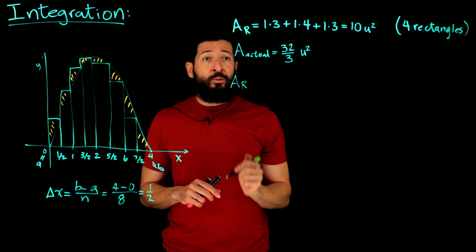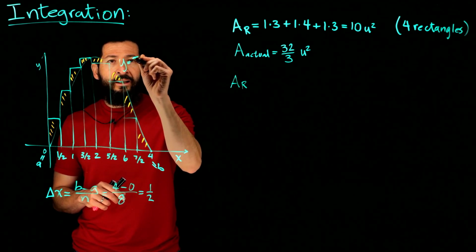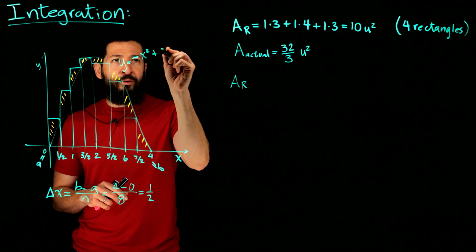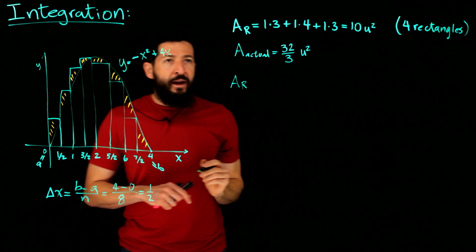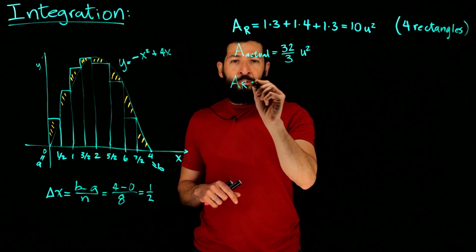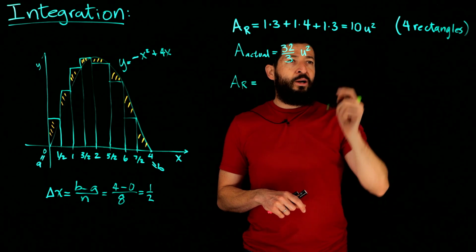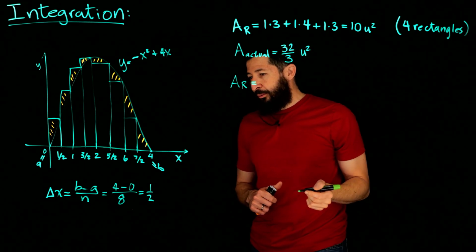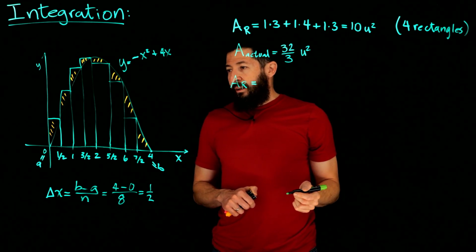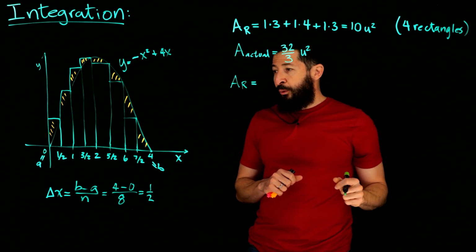And we know what the actual, I'm using the same graph, by the way, negative x squared plus 4x, we know what the actual will be. It was approximately 10.67, and here we're at 10, so we're very close already. So let's go ahead and look at what we get now when we make 8 rectangles instead of 4.